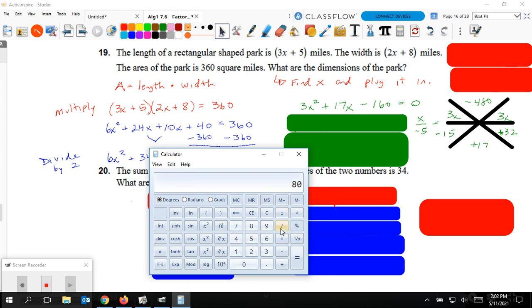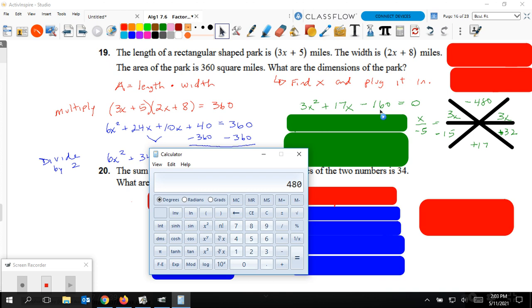Oops, still messed up. 480 on my calculator. There we go. So what numbers can go into 480? I thought of 3 times 16, which is 48. And if I put the 0 with the 3, that's 30 times 16.